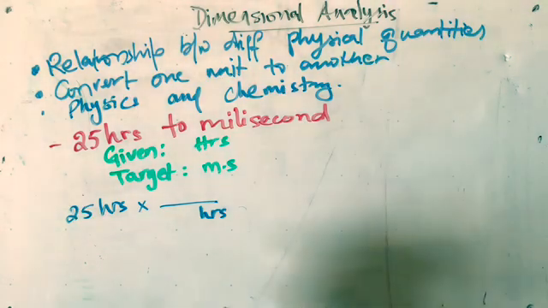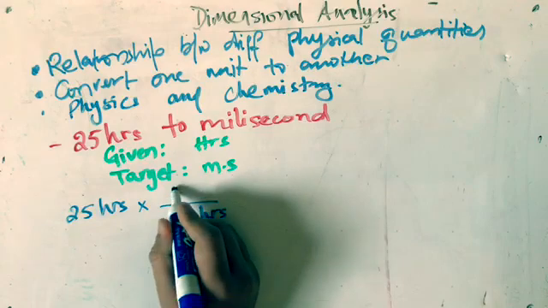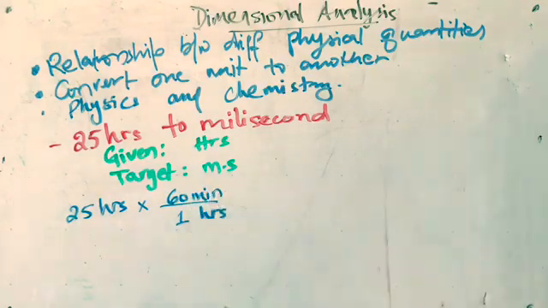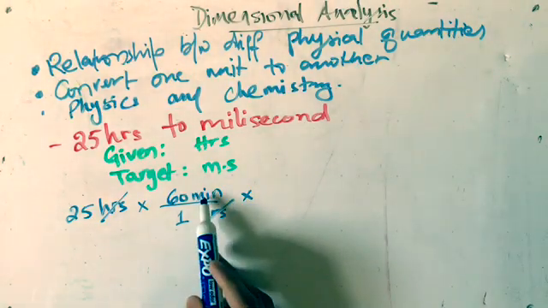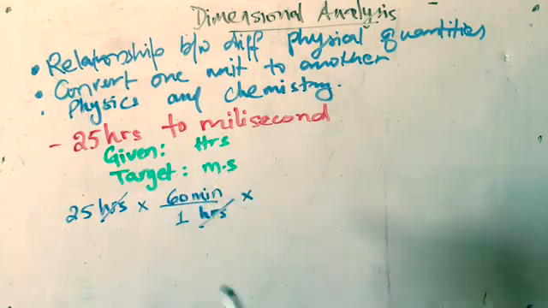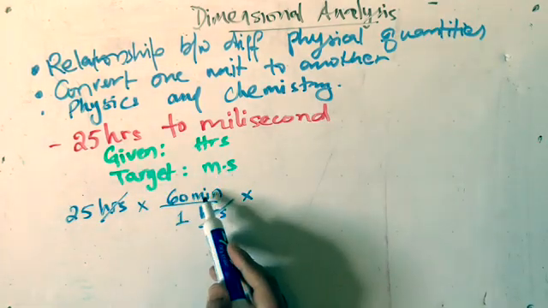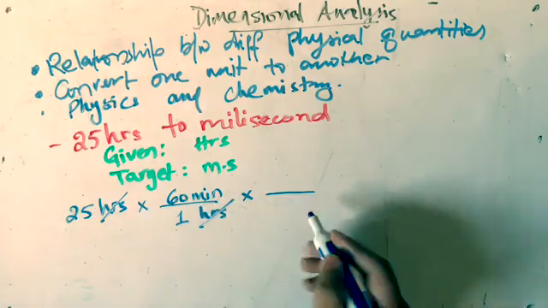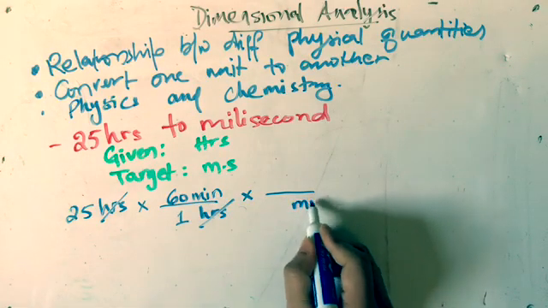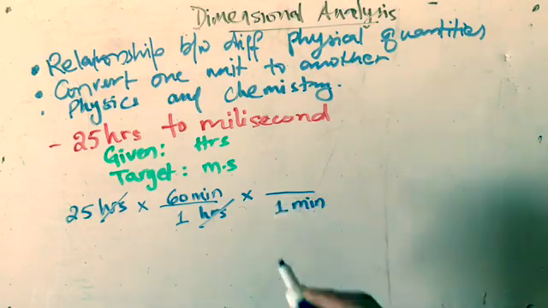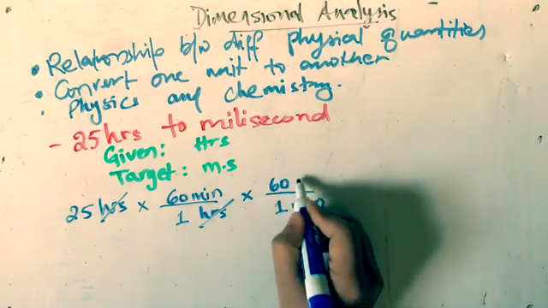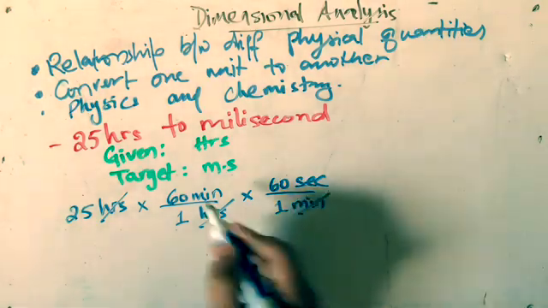We know that 1 hour equals 60 minutes. Here we cancel hour and hours. Now we're left with 60 minutes. The next step is to get rid of this minute part also, because that's not our target. Our target is milliseconds. So again, make another fraction, write minute at the bottom, and the conversion we know is 1 minute equals 60 seconds. And we cancel minute and minute.